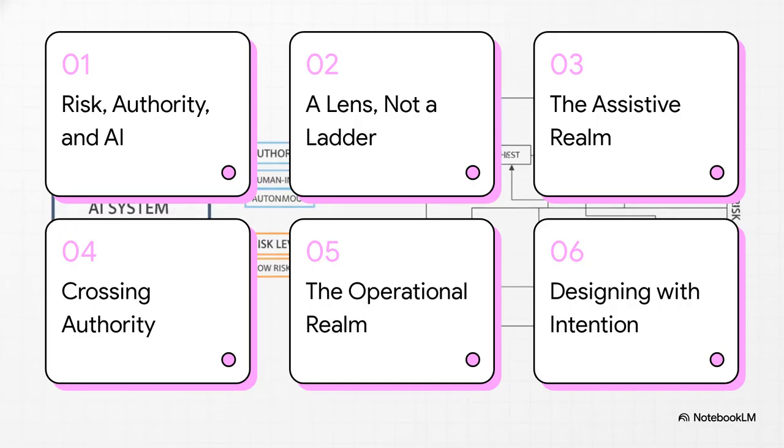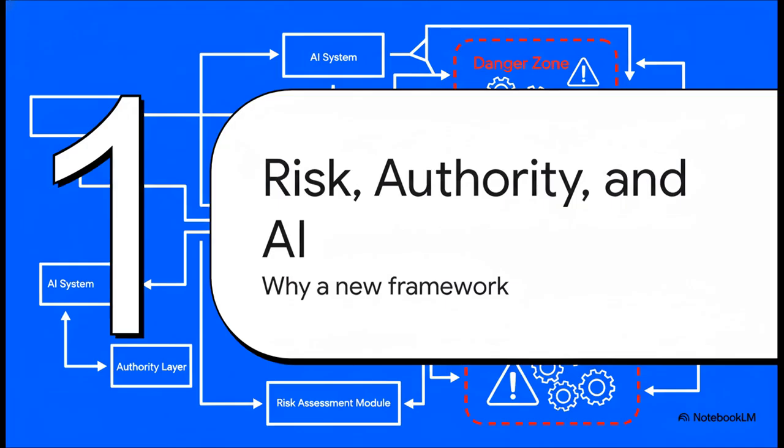Here's our game plan. First, we'll start with the big picture. Why risk and authority are such a huge deal in AI right now. Then, we'll get into the nitty-gritty of the framework itself, what it is, and just as important, what it isn't. We're going to explore the two main zones, the assistive and the operational realms, and take a really close look at that critical moment when you cross from one to the other. And then finally, we'll wrap it all up with how you can use this lens to build with real intention. All right, let's kick things off with the why.